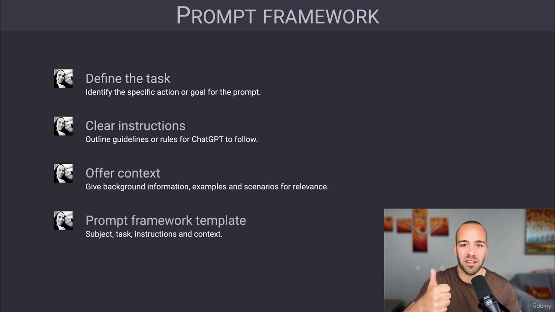First of all, we have the subject, we have the task, we have the instructions, and then we have the context. So let me just show you how you can copy this and paste it into ChatGPT and just rewrite it with your own words, with your own subject, task, instructions, and context to get the best possible answers from ChatGPT. Let's dive right into it.